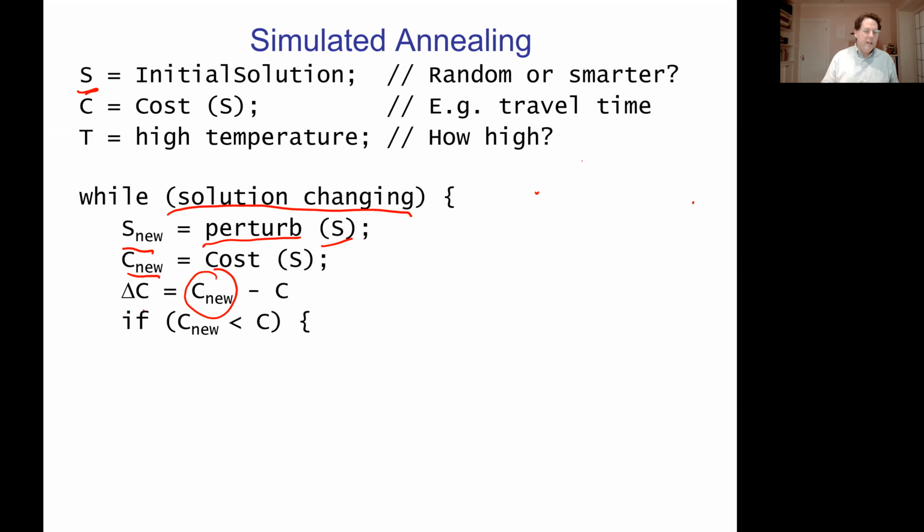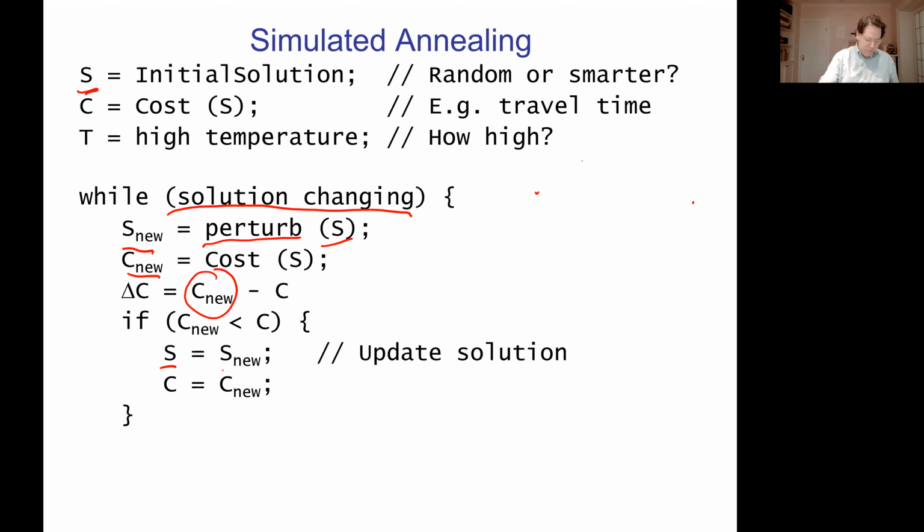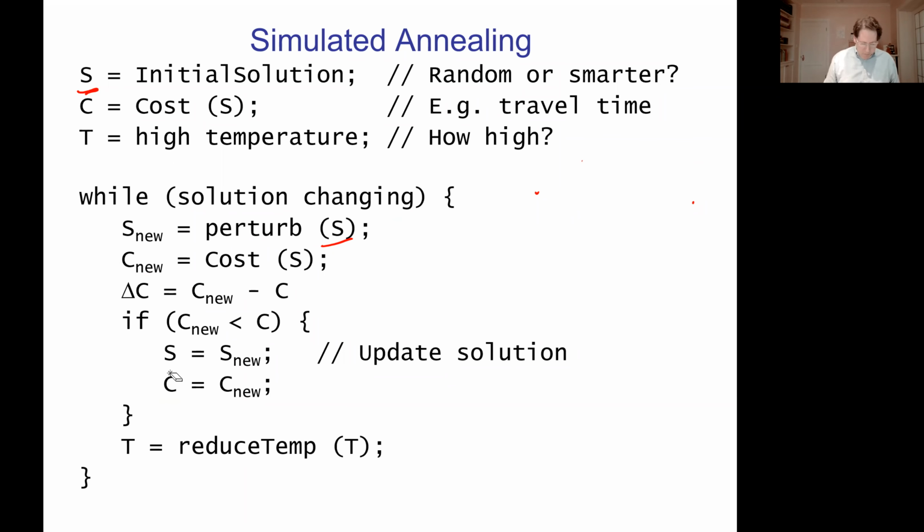Okay, if the new cost or travel time is smaller, then we for sure update our solution. So we say our delivery order is that new perturbation, and our travel time is that new travel time. So far, this is basically the same as iterative improvement, right? If I just call all this iterative improvement, this is what you're doing for it too. And then we reduce the temperature.